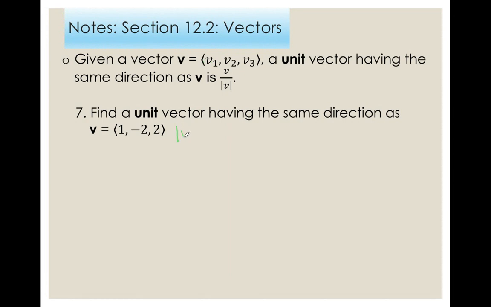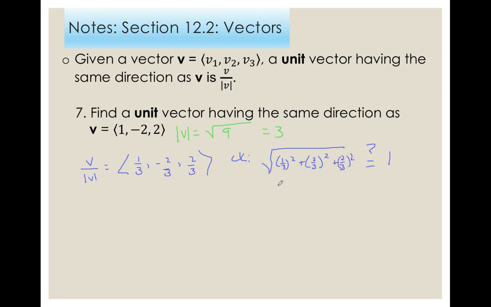I need to find the magnitude of v. 1 plus 4 plus 4, which equals 3. And now take v divided by 3. Woot woot, check. Is the magnitude of this vector 1? I don't need the negative, because I'm squaring. One plus 4, common denominator of 3 squared.